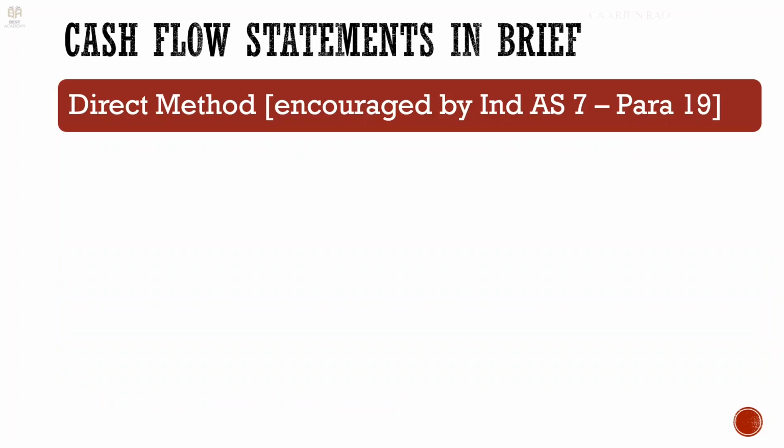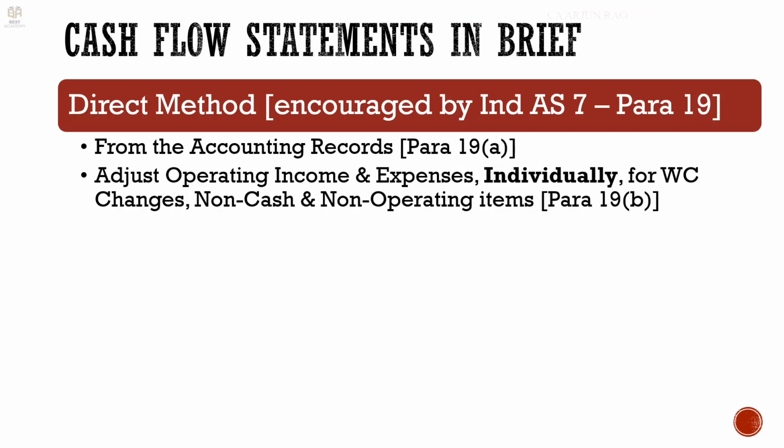Direct method, which is what is encouraged by Ind AS 7, we prepare from the accounting records. So what this means is, you see what is the cash paid to suppliers, cash received from customers. You extract the individual line items that you are going to use in the cash flow statement directly from the accounting records, right? So that is how we normally do.